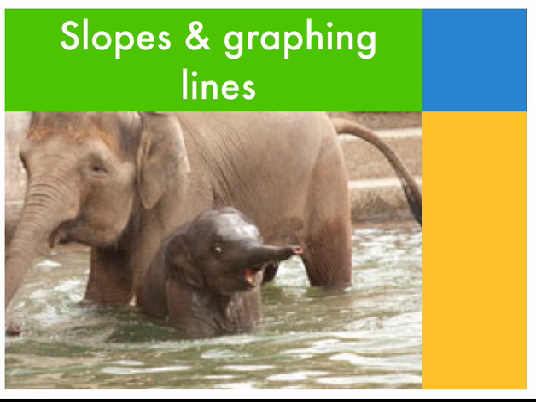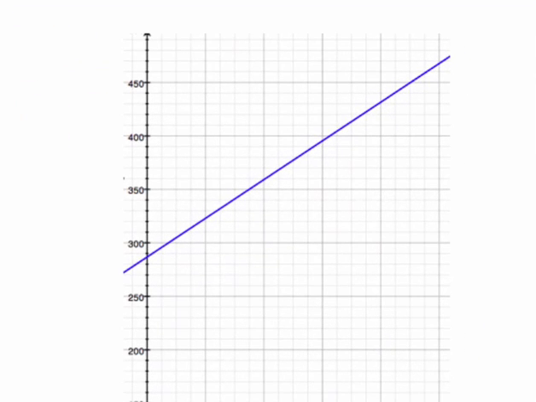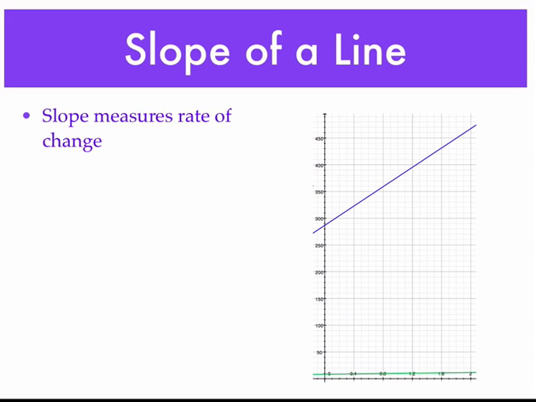This video is all about slopes and graphing lines. Slope measures rate of change. For example, look at these two graphs showing the weights of two babies. You can see that the baby with the blue line is gaining weight way faster than the baby with the green line. Growth really isn't linear, but you can model it for a small amount of time, like these 2 months.